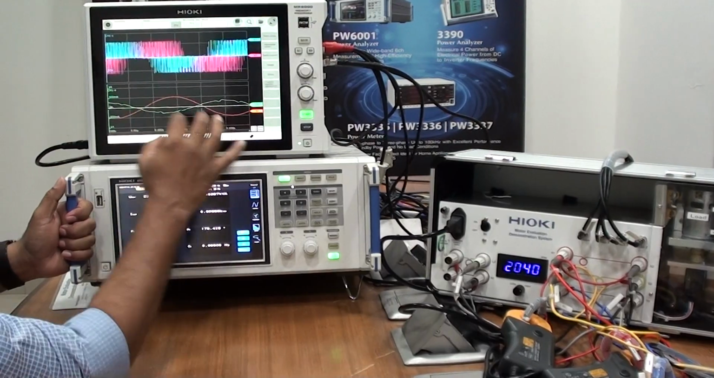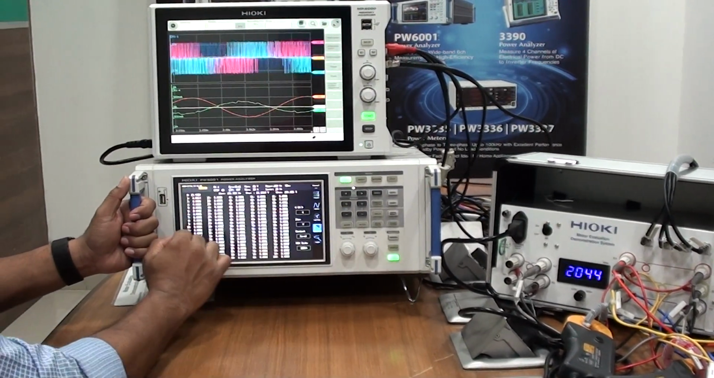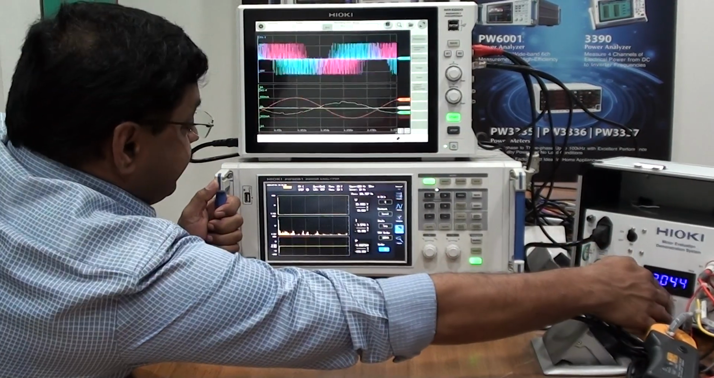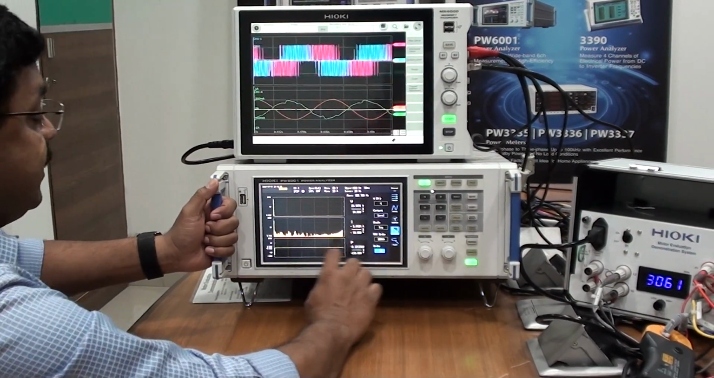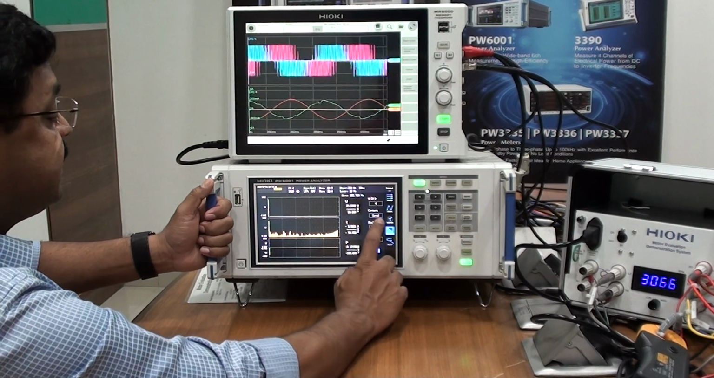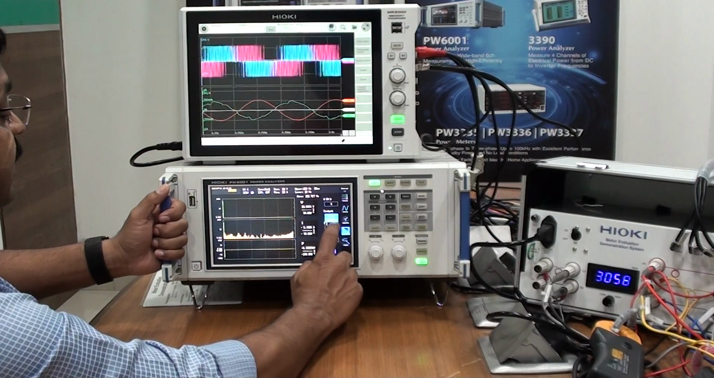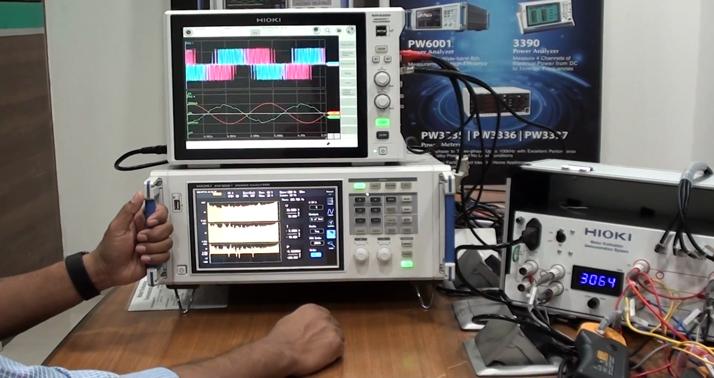Similarly, you have a current system here. You look at the harmonics of this system. You have a harmonics graph. So you have quite a big harmonics level. Let's take the fundamental. So this is your harmonics.